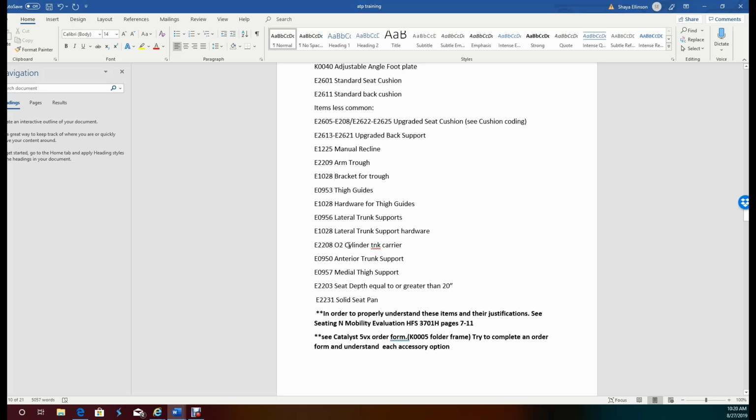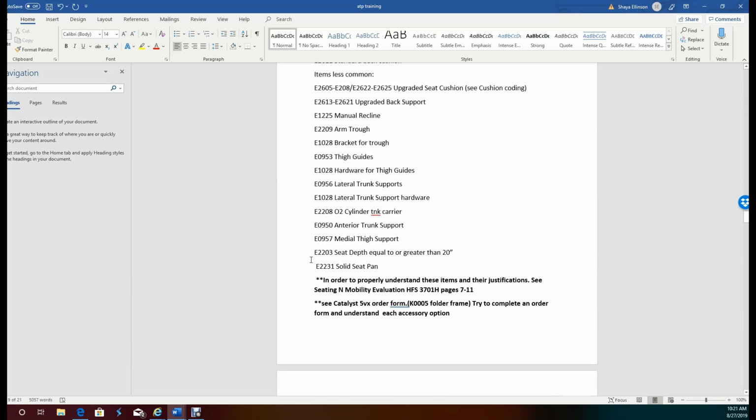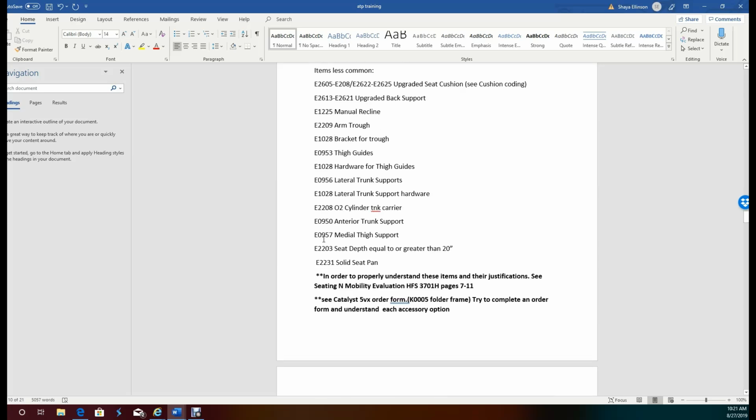E2208, O2 cylinder tank carrier. This is for a patient that is O2 dependent and requires having the O2 with them in their wheelchair. That's an add-on accessory, and it has its own code. E0950 is anterior trunk support. This is not a seatbelt. Seatbelt, we said before, is E0978. It's going to be a support across the chest or trunk, something additional. E0957 is medial thigh support.